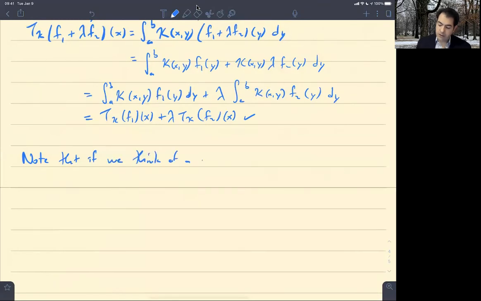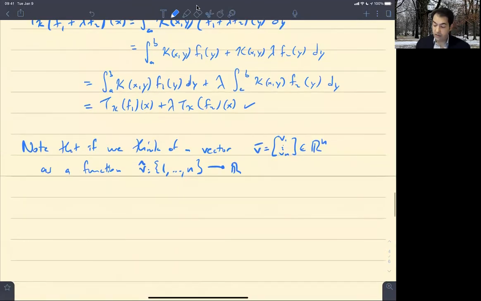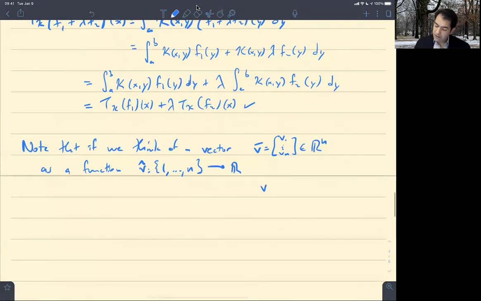If we think of a vector, say with entries v1 through vn inside Rn, as a function, right? So there's a simple way of thinking of a vector as a function. It's a function defined on the set of numbers 1 through n to the real numbers. Here, let's put a hat on this just to distinguish it. So what this would do is v hat applied to j would be equal to v sub j, the jth entry, right?